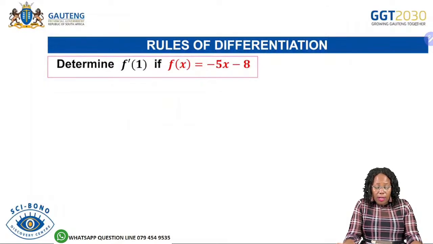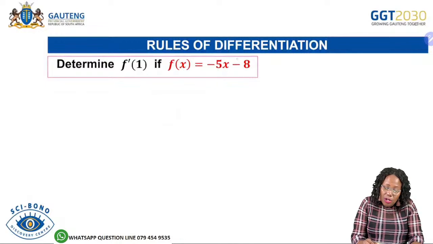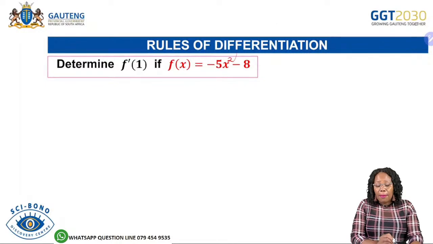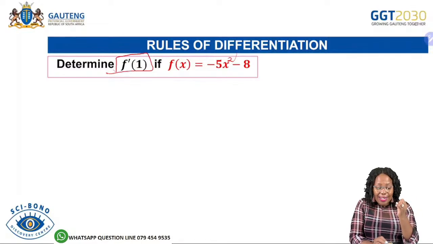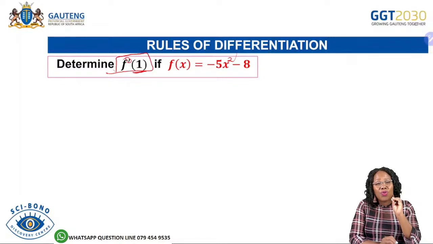Moving on, in this case we are given: determine f derivative at 1. You are given f of x equals minus 5x squared minus 8 there. But if you look at this statement, you need to understand what it is saying to you. Number one, it says derive because there's a dash, that is a derivative there. And then after deriving, substitute your x with a 1. That is what it means. So you need to understand that now, grade 12. Derive your f of x and then substitute x with a 1. Don't do it before you derive.